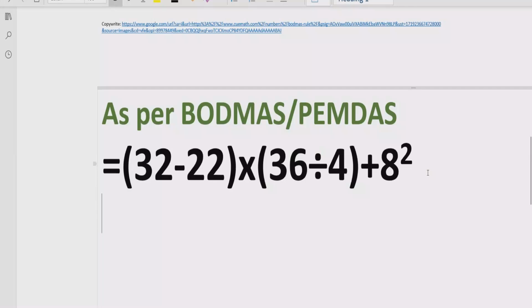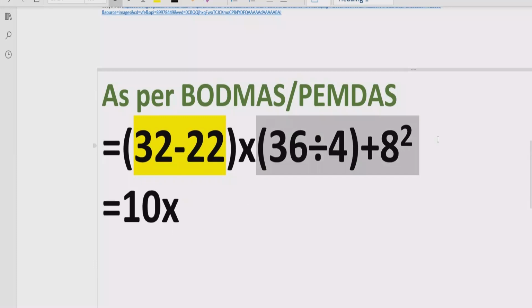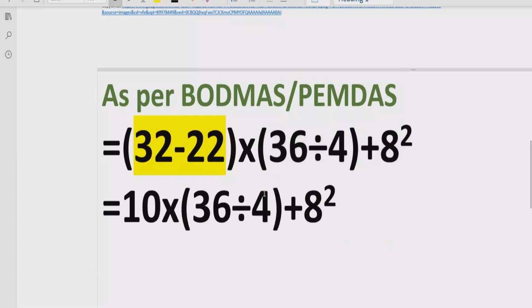According to the BODMAS and PEMDAS rule, first of all, we have to solve all brackets. So first we have this bracket, which is 32 minus 22. So first of all, we will solve this one. So 32 minus 22 equals 10. And multiplied by this part, we will write as it is. And here we will give the reference: 32 minus 22 equals 10.